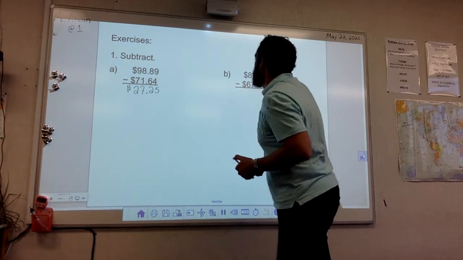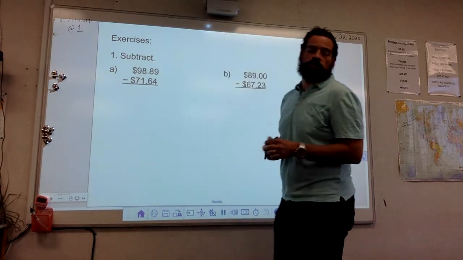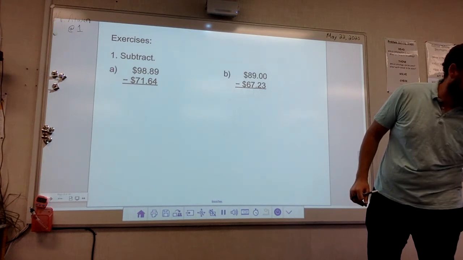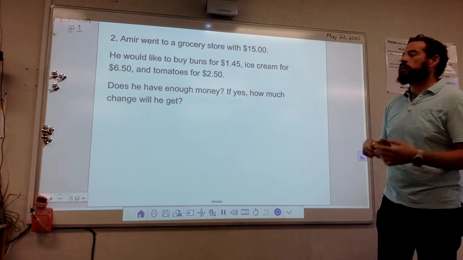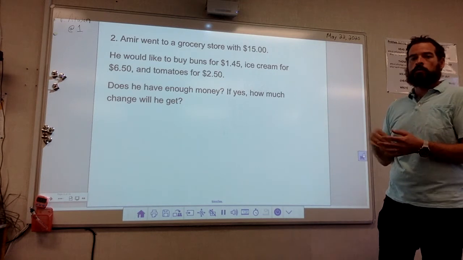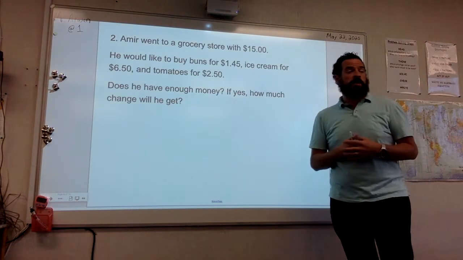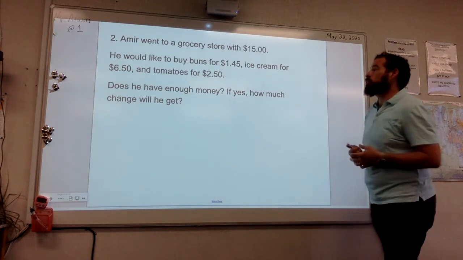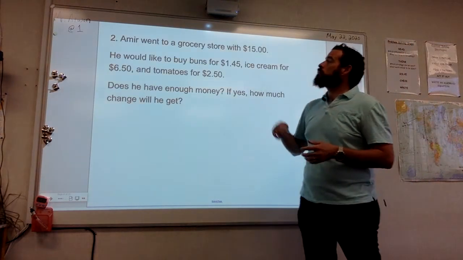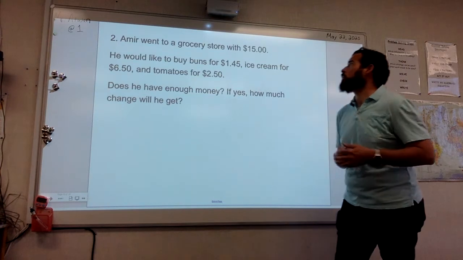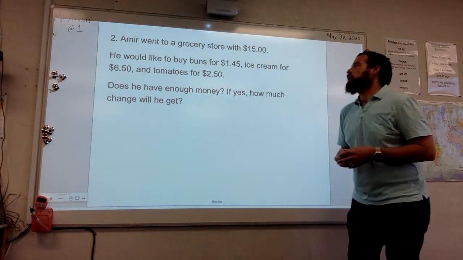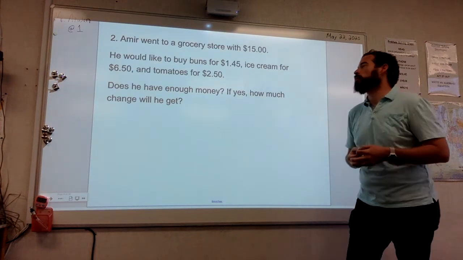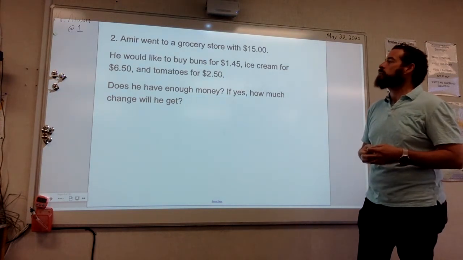All right. Just 2 more slides to get through here, and then we are all finished for today. All right, so another word problem. As I said, you're going to have a bunch of these on your worksheets, so I wanted to just go over a few of them. Number 2, Amir went to a grocery store with $15. He would like to buy buns for $1.45, ice cream for $6.50, and tomatoes for $2.50.